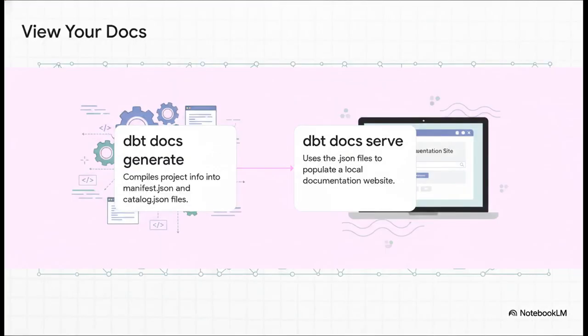So once you've written all these great descriptions, how does anyone see them? It's just two simple commands. You run dbt docs generate, which compiles everything into a website, and then dbt docs serve, which launches that website right on your machine. Instantly, you have this beautiful, searchable data catalog for your entire project.